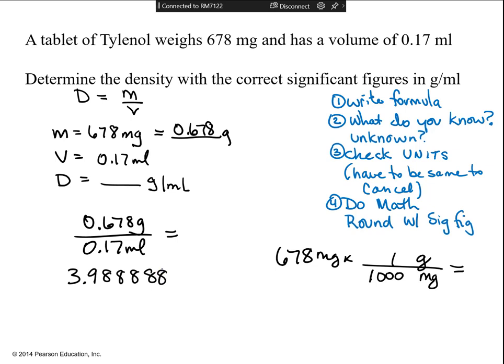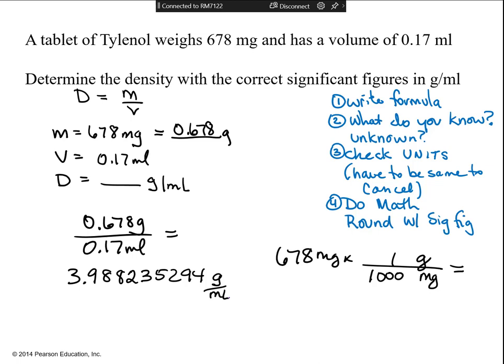3.988888. Does it keep going eights? Oh, no. There's only 2 8s. And then 0.678 divided by... See, I can't remember this. Okay, 2 8s and then a 2 3. Sorry, 2 3 5 2 9 4. That would be grams per milliliter.